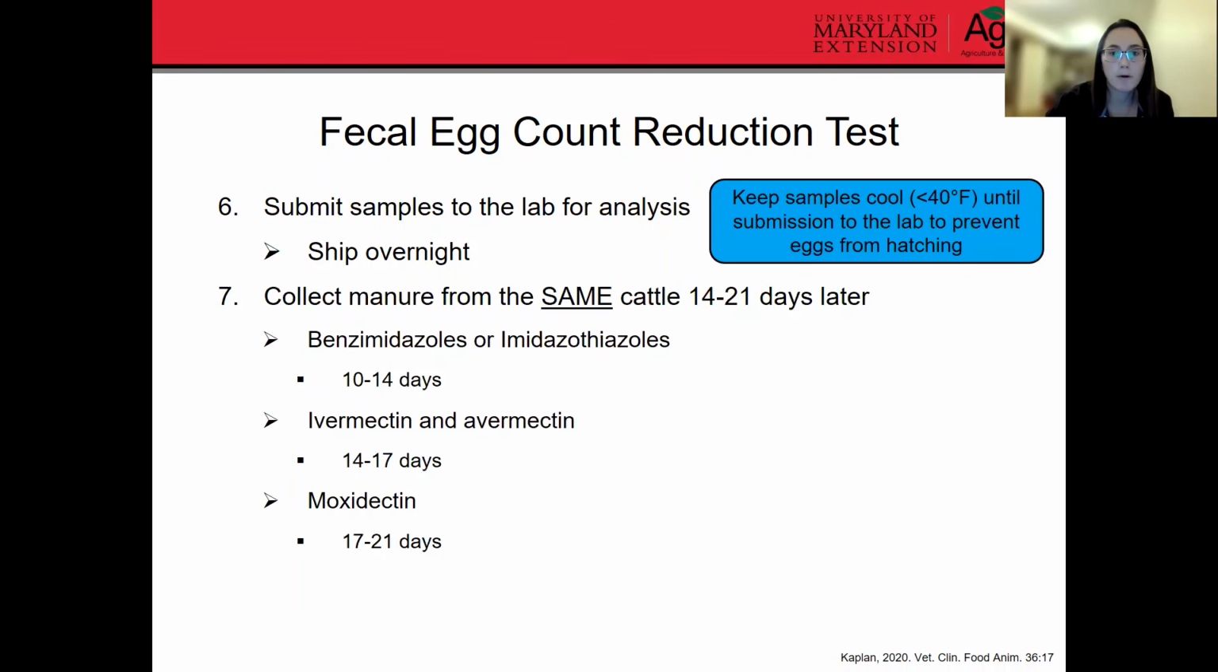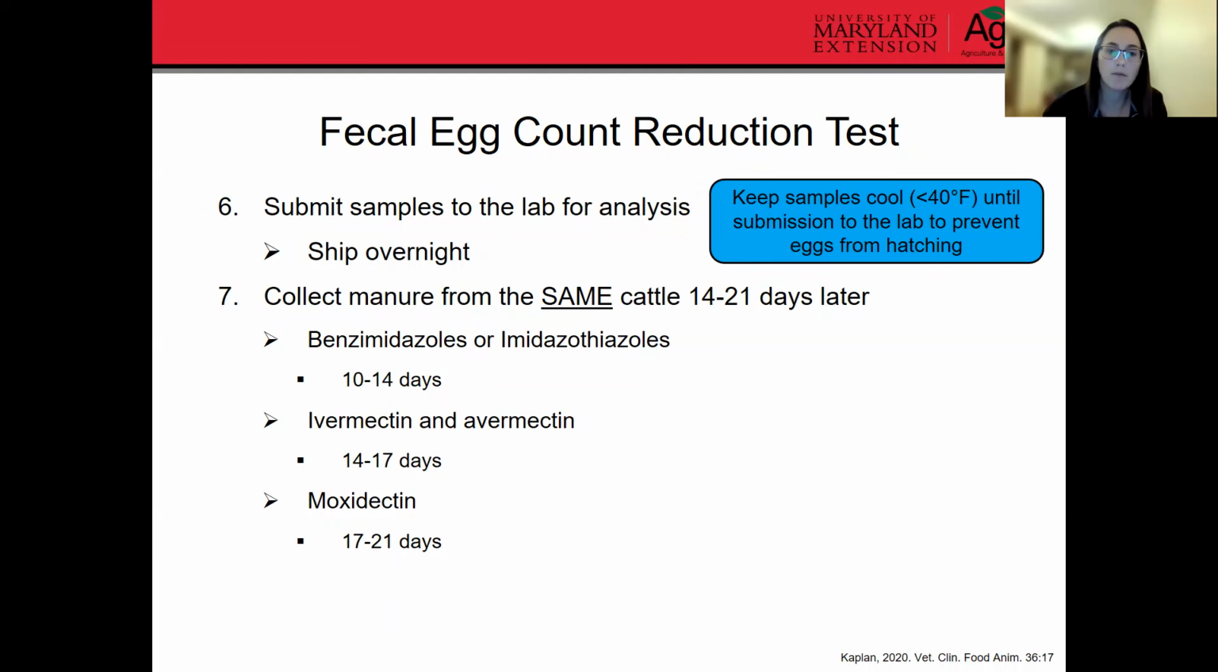And then for your post-treatment sample, you want to collect the manure from ideally the same cattle 14 to 21 days later. Now there's a time range for your post-treatment sample, and that time will be dictated based on the class of dewormer that you use. So for the benzimidazoles and imidazothiazoles, they're shorter acting, so we generally recommend the post-treatment sample to be collected around 10 to 14 days later.